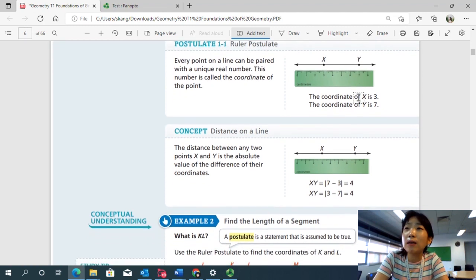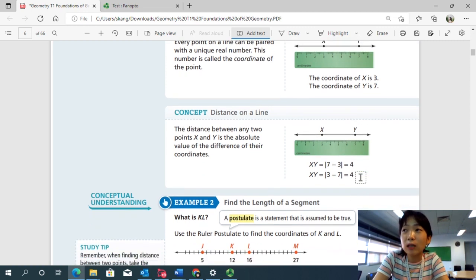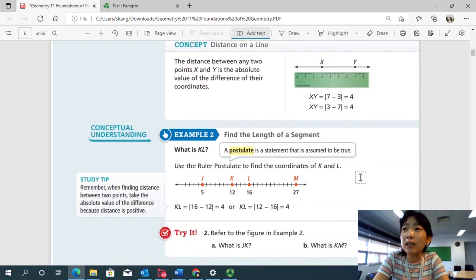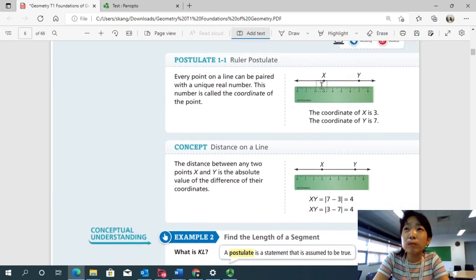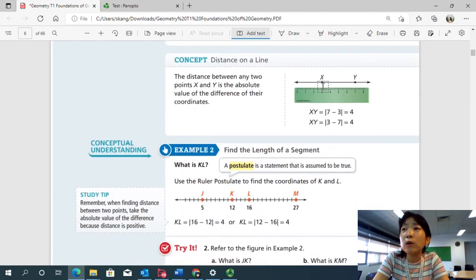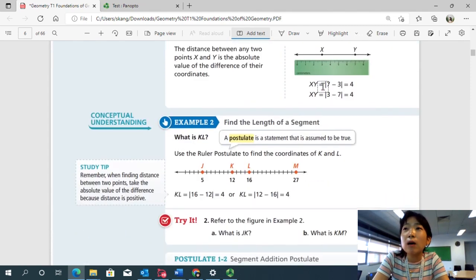The distance on a line. Distance between any 2 points, let's say x and y, is the absolute value of the difference of their coordinates. We just talked about it, right? So now it's an official concept that we looked at. So now we can use that to figure out the distance. So example 2 is finding the length of a segment. A postulate is a statement that is assumed to be true. So you'll use the ruler postulate 1-1 to find the coordinates of K and L.